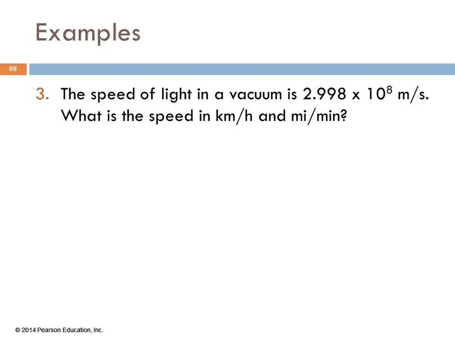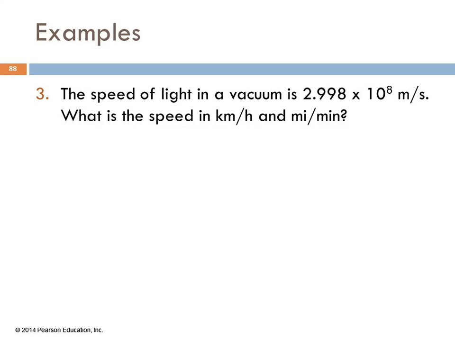Okay, number 3. The speed of light in a vacuum is 2.998 times 10 to the 8th meters per second. What's the speed in kilometers per hour and miles per minute? Well, this is 2 problems. Let's do the first problem first. Now, this has a derived unit, meters per second. There's 2 units in there, and both of them are changing. We need to convert meters to kilometers. We need to convert seconds to hours. So this one is a little more challenging.